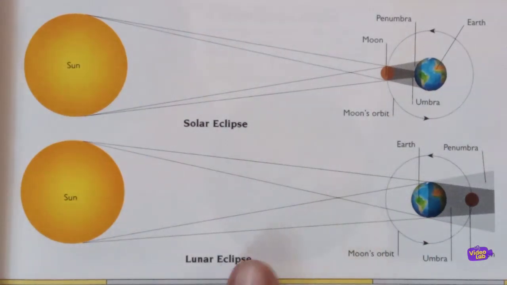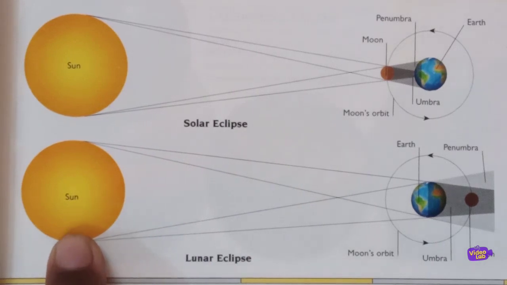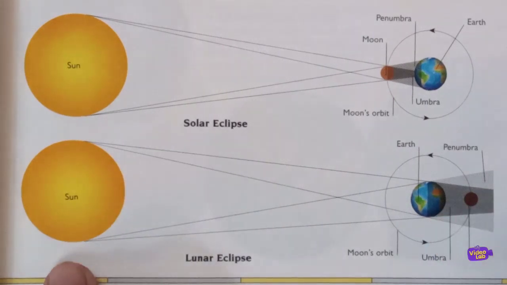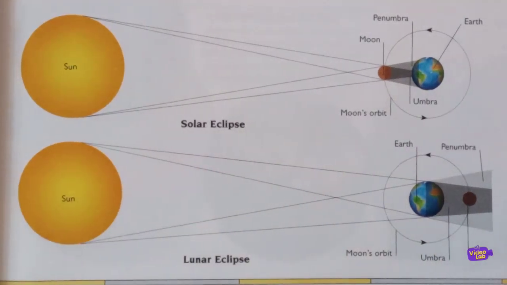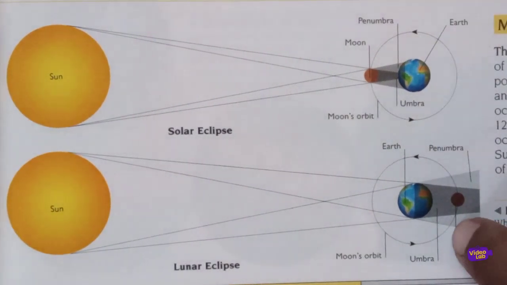Then there's a lunar eclipse, in which the sun is the main source of light here also, but the difference is that the earth is between the sun and the moon, as shown. Here is also shown the diagram of the moon.